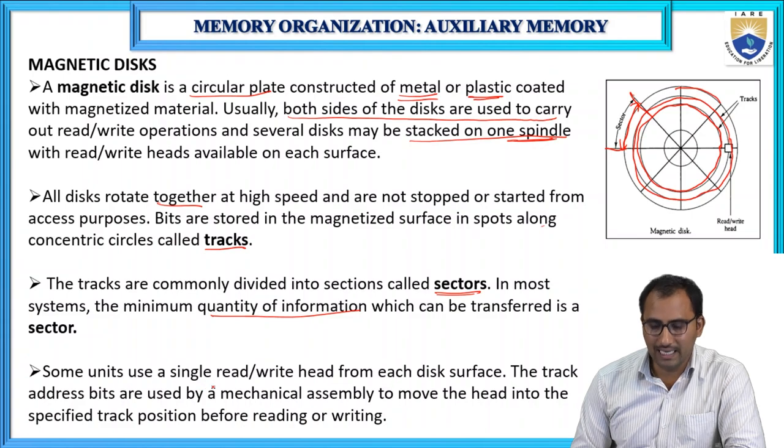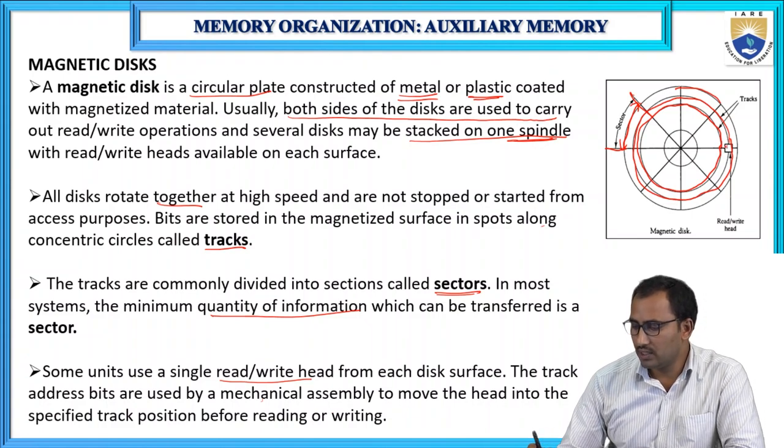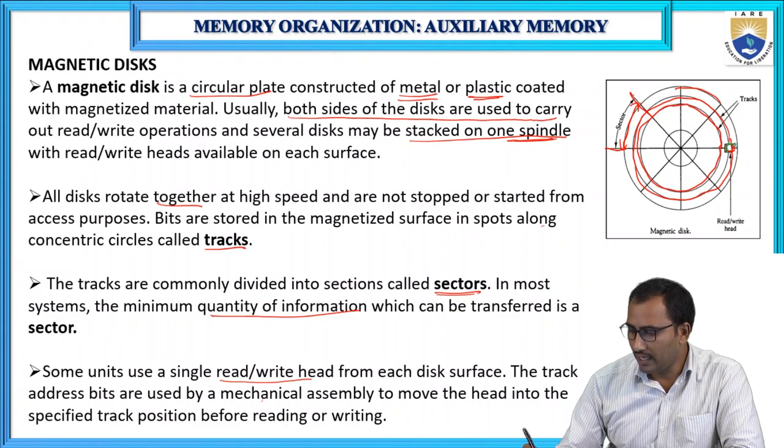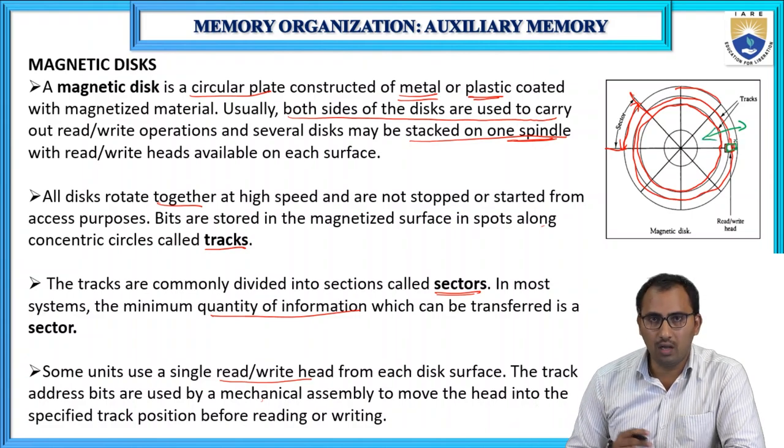Some units use a single read or write head for each disk surface. The track address bits are used by the mechanical assembly to move the head into the specified track position before reading and writing. Here, this square part is a read or write head. This head moves in this vertical fashion over the disk so that it can read or write the data from the disk.